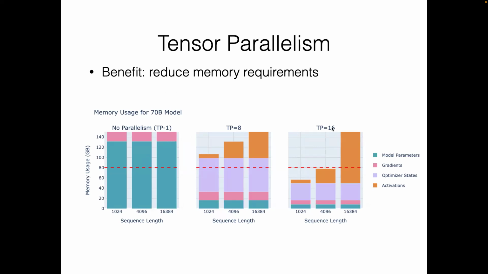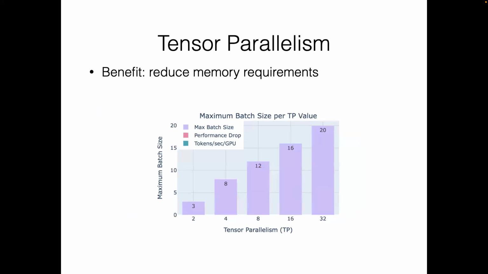So here, for instance, you have 16 different devices, and you could see that now it's feasible to train the 70 billion parameter model with this amount of sequence length. This is just showing the maximum batch size.